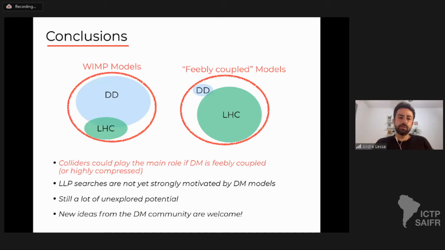So I think one important point is that these long-lived searches on the collider side are still not strongly connected to these dark matter models. This is something recent, which has been happening in the last year or two, and I think it's very important to make this connection stronger. So new ideas are always welcome from the dark matter community. And whoever is interested, there are also these LLP workshops where all these topics are openly discussed.